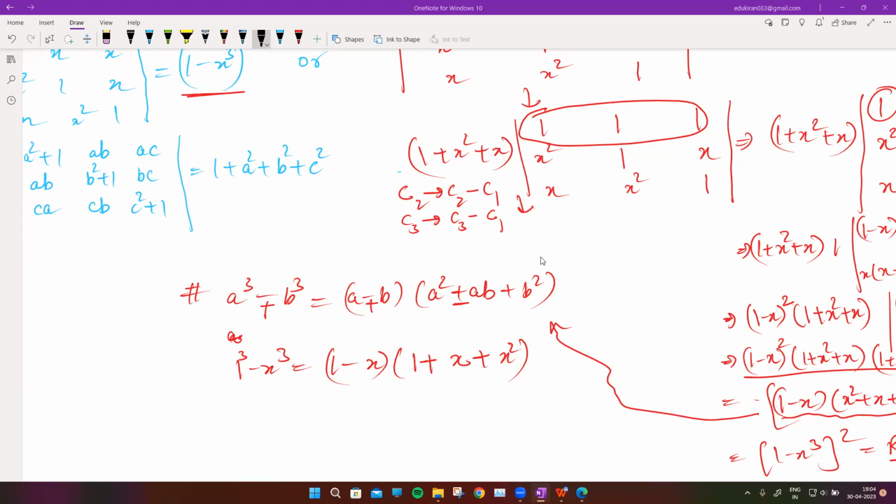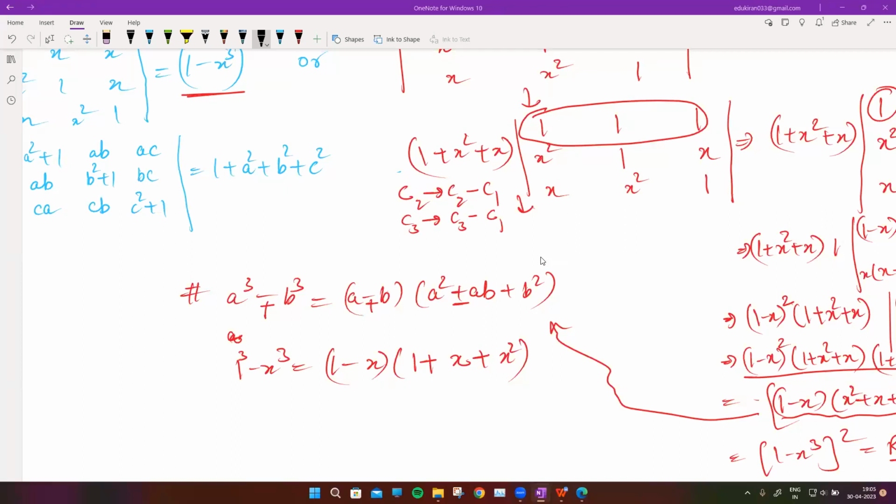But we can observe a certain pattern that all the diagonal elements are a square plus 1, b square plus 1, c square plus 1. So there are three quantities involved here: a, b, and c. One element is formed by taking the square and adding 1 to it, and the other two elements are products of two: ab, ac, bc. We have used all three of them.